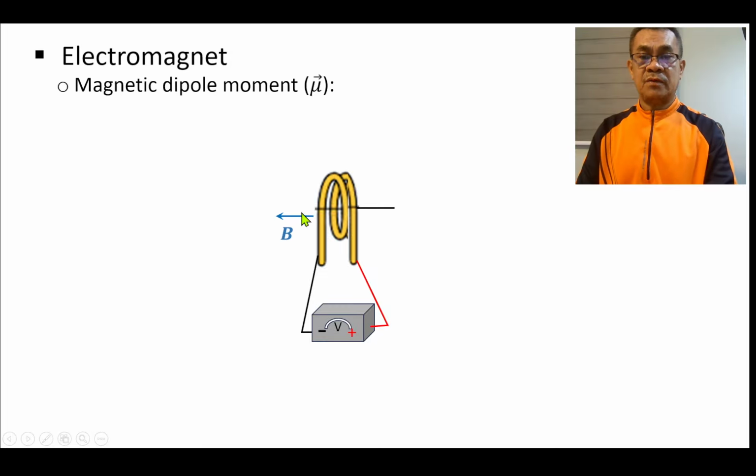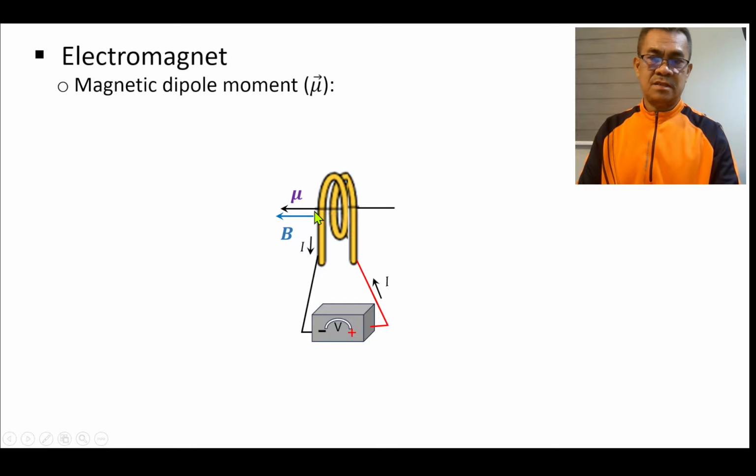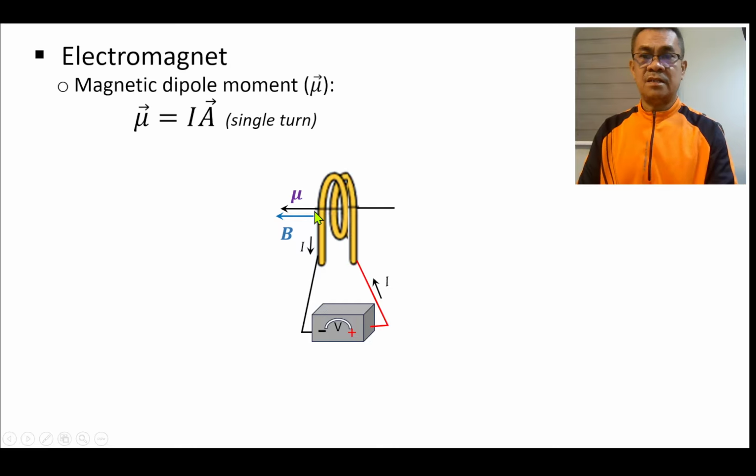By the way, we have the magnetic field at that point. Since we have this current, we have the magnetic field due to the electromagnet or due to the magnetic dipole moment. Of course, the current will circulate in this direction because this is positive. So why is it that we have this mu? Because of this current and this area. The formula again is IA. This is for a single turn.